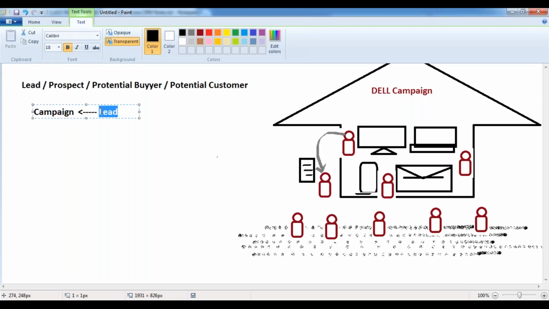Now, what is the difference between these two? Lead is one terminology we have used, and campaign is another. These are called objects as part of Salesforce CRM. Object means table, simply. In our general terminology we call it a table; in Salesforce terminology, this is called an object.